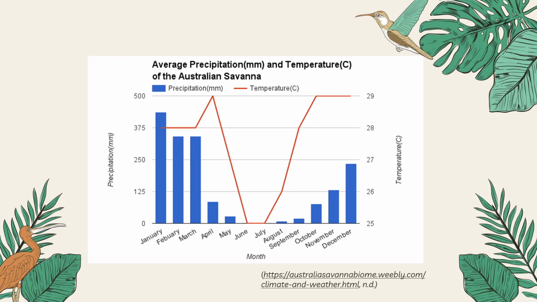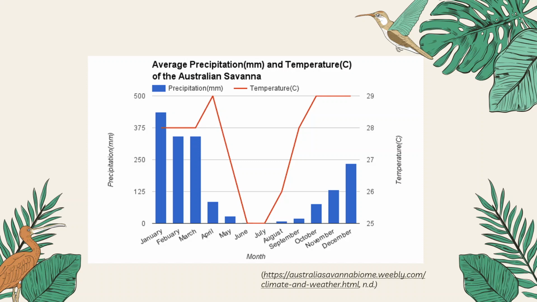This climate graph shows average precipitation and temperature of the Australian savanna. The major trends are as follows. January had the highest precipitation of 437 millimeters of rain. July had the lowest, with on average only 1 millimeter of rain, with June a close second at 2 millimeters. For average temperature, there is a four-way tie of 29 degrees Celsius between October, November, December, and April. The temperature stays at 28 degrees January through March. Then June through July, it stays at 25 degrees.